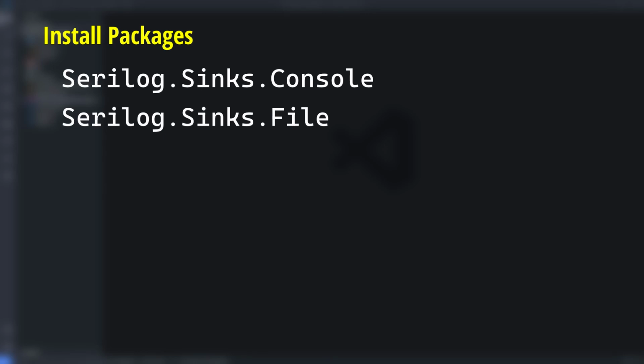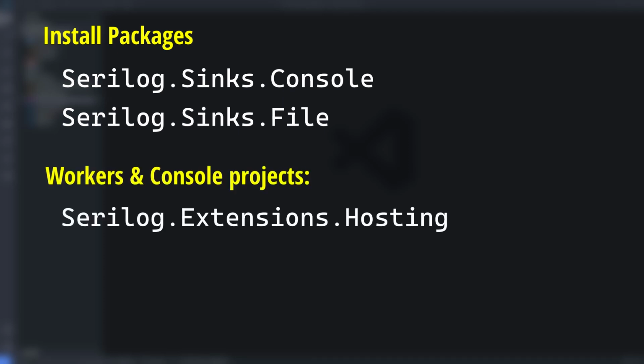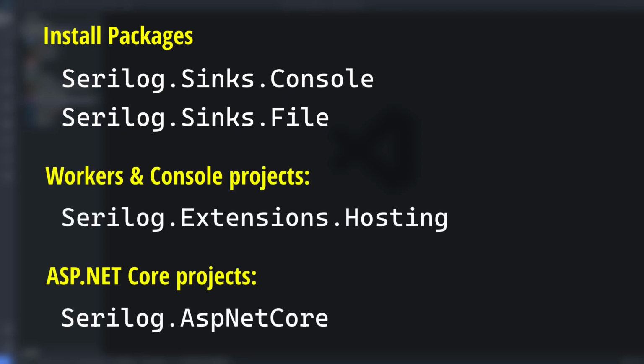Now, I've gone ahead and installed the packages Serilog.Sinks.Console and Serilog.Sinks.File. Now, so I can hook Serilog into the .NET Core host and capture logs sent through the ILogger interface, I've also installed this Serilog.Extensions.Hosting package. This package is specifically tailored for .NET Core console applications and workers like this. Configuration of Serilog for ASP.NET Core is very similar. We just need to install a slightly different package in this case, and that is the Serilog.AspNetCore package.